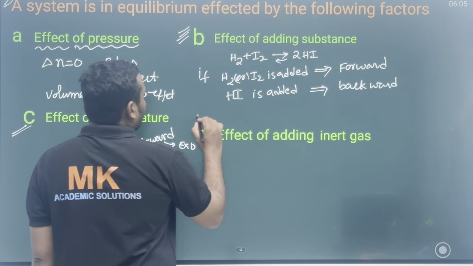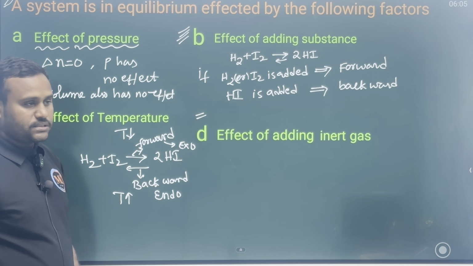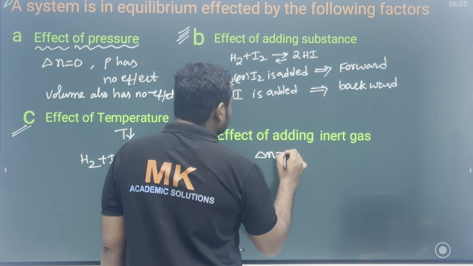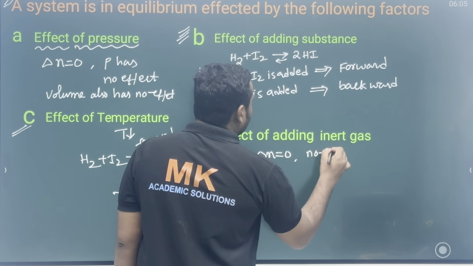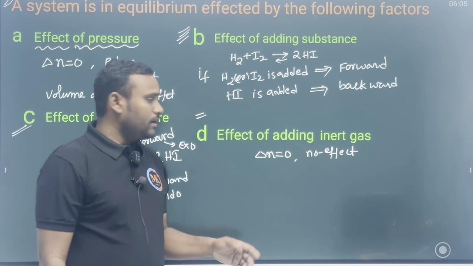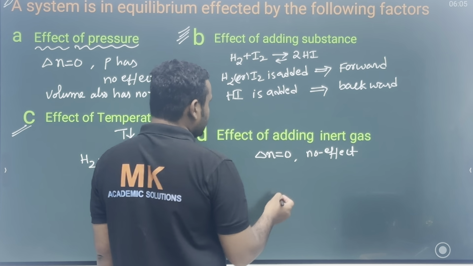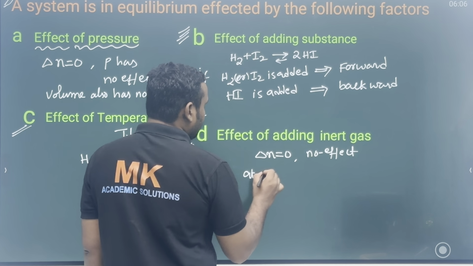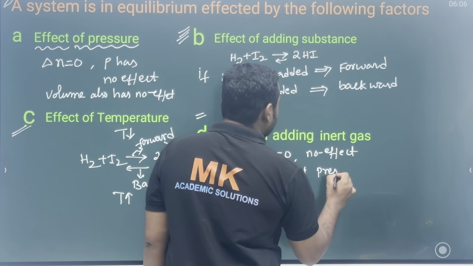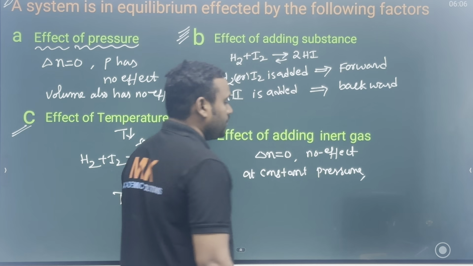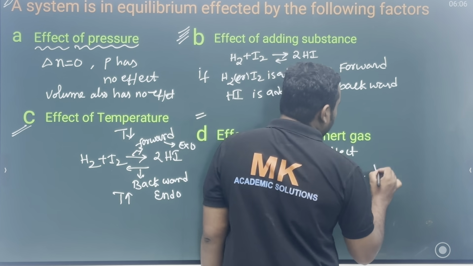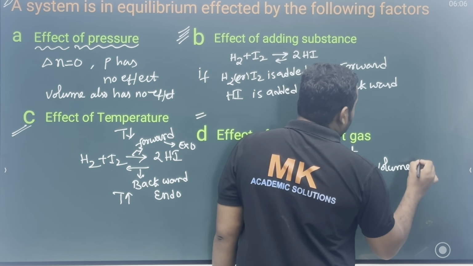Next, effect of addition of inert gas. Effect of addition of inert gas also, when delta n is equal to 0, there is no effect, means equilibrium is not at all going to be disturbed. Why is it not disturbed? When you add inert gas at constant pressure, what will happen? Volume is going to increase.